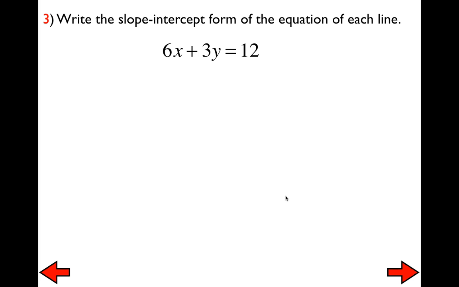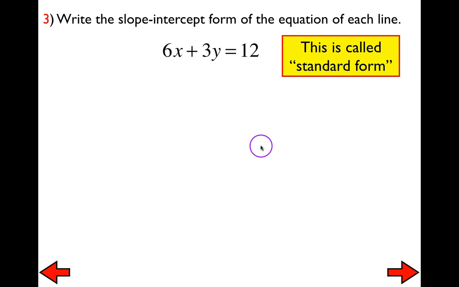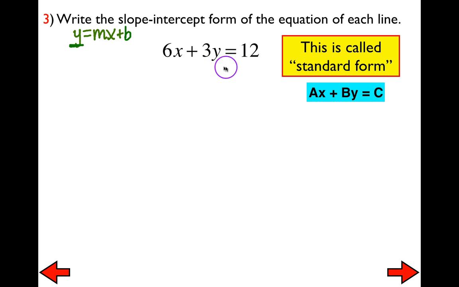Okay, so let's see how well we did. So first things first, recognize that this is in standard form. It's not already in slope-intercept form. I want to get into the form of y equals mx plus b, so I want to get it to where y is isolated. So first I'm going to go ahead and circle y.